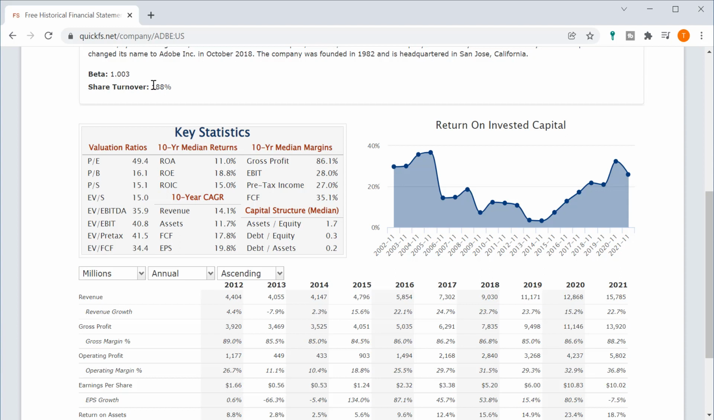Share turnover is 188%. This is very high. Not a sign that I like to see. It means there's not a strong shareholder base, more traders than investors.